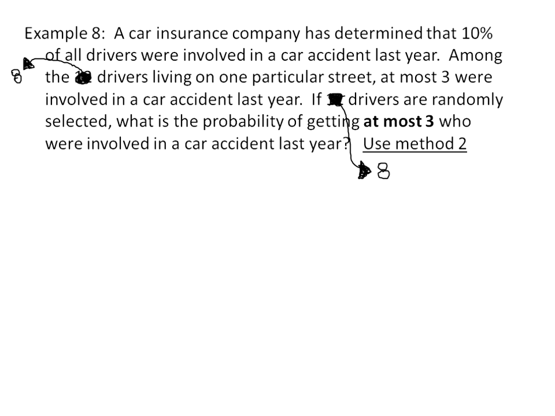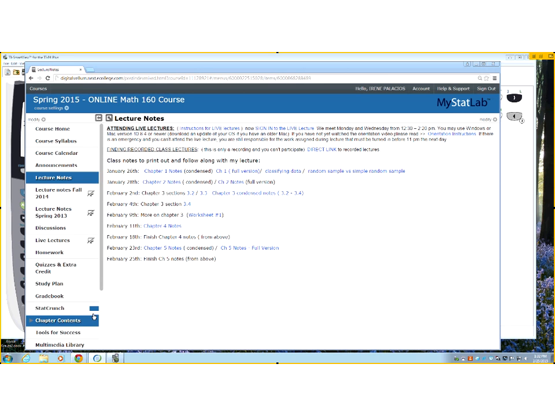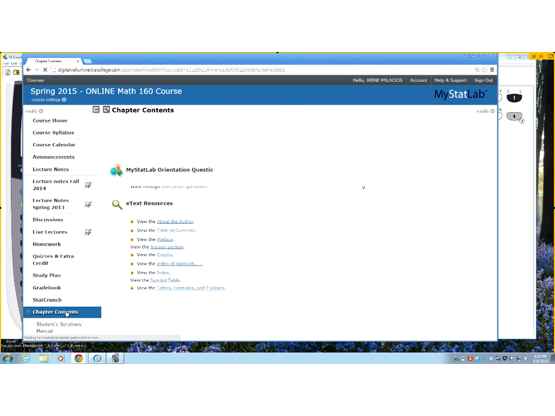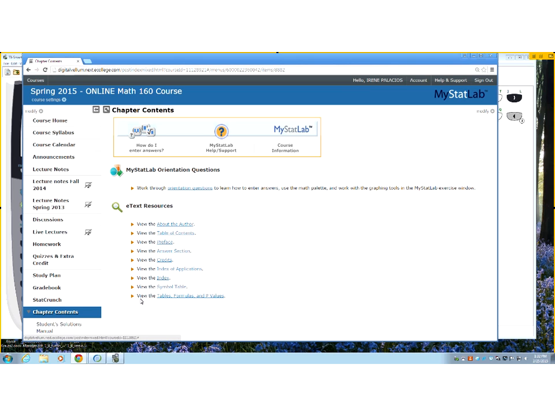So I'm going to do the following. I'm going to go ahead and open up, show you where to get these tables. So let me move you over to my StatLab. Go where it says, where you have the ebook. So here it says chapter contents on the left side. So I'm going to click on that. And then there's a formula card for the midterm. You want to make sure that you print this out. It's right here.